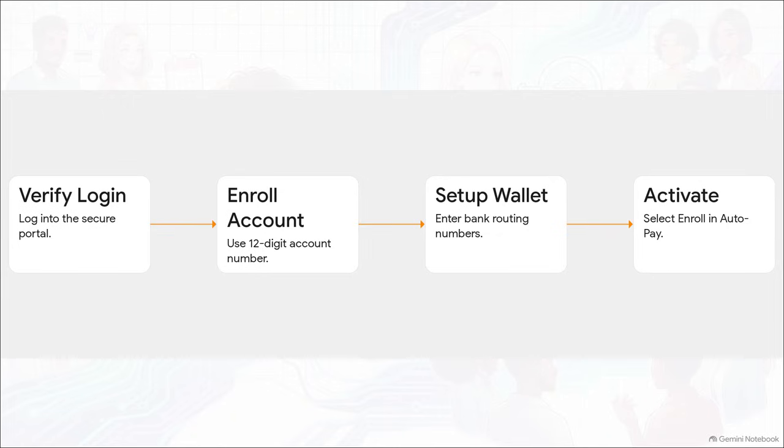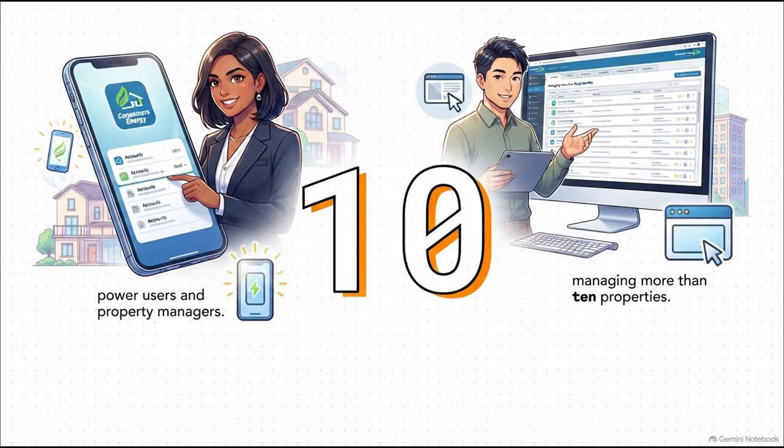Okay, step 2, if you're brand new, enroll your account using your 12-digit utility account number. Step 3, set up your digital wallet by securely typing in your bank's routing and transit numbers. And finally, step 4, just hit that Enroll in Autopay button to activate the program. Boom, you're done.